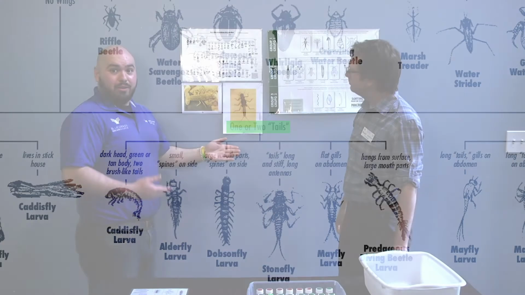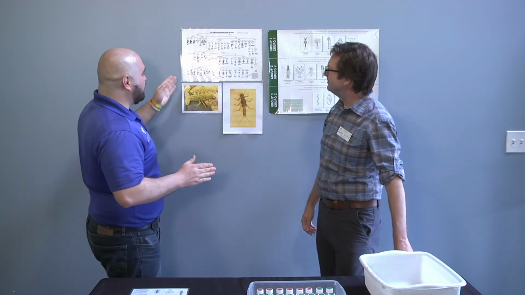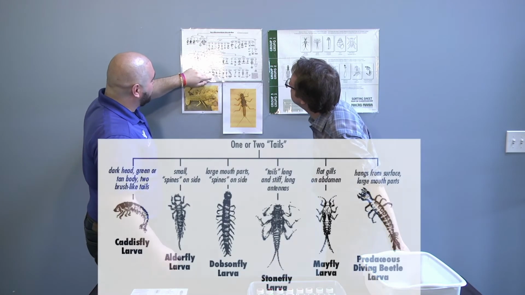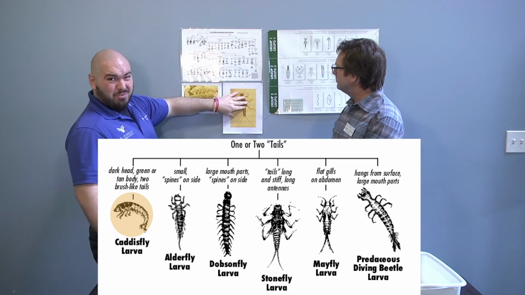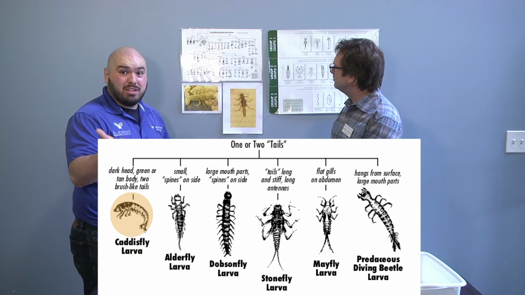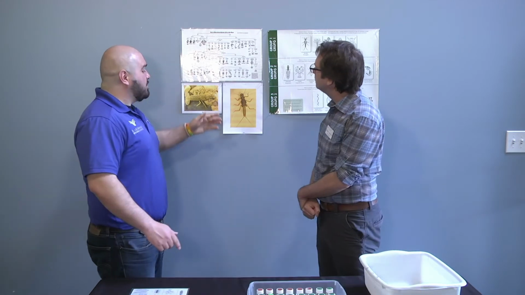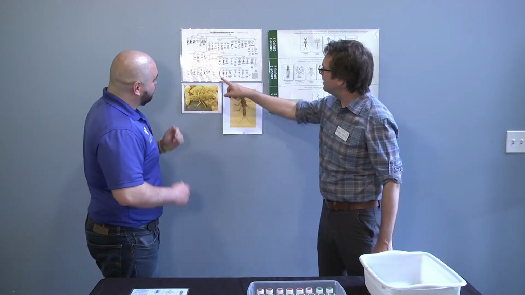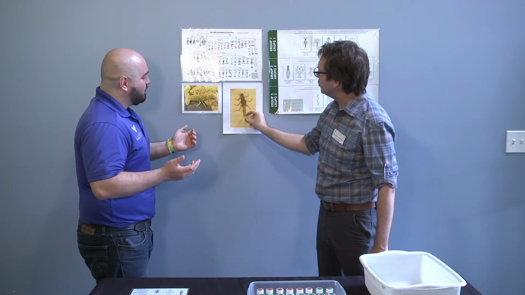Now I'm thankful that Mr. Newton here told me what the answer is, but let's see what else I can use on this key to figure out what the answer might be. So a caddisfly larva tells me it has a dark head. I can't really tell from this image. Green or tan body. Again, you can see something different when you actually capture them in the stream. And then brush-like tails. Now that's pretty handy because these don't look like brushes, do they? No, if this was a caddisfly, it would have lots of little hairs coming off of here, and the tails would also be a lot shorter.